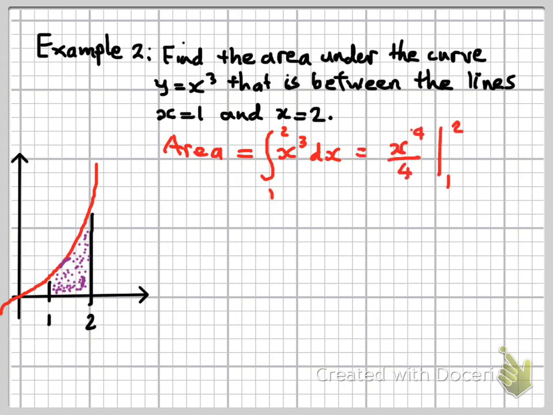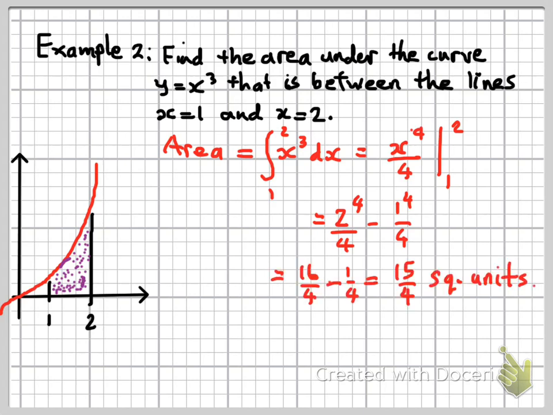So the antiderivative of x cubed is x to the power 4 divided by 4, and the boundaries go from 1 to 2, which means that when you substitute 2 in that antiderivative, you get 2 to the power 4 divided by 4 minus 1 to the power 4 divided by 4, which will give you a result, if you evaluate that, of 15/4 square units.